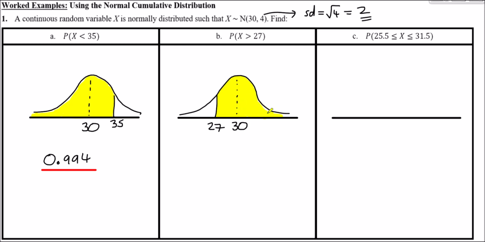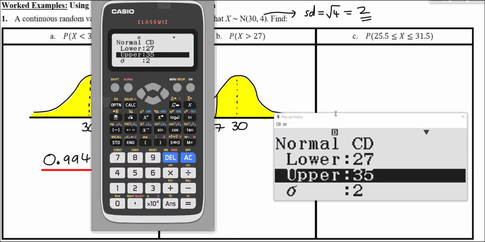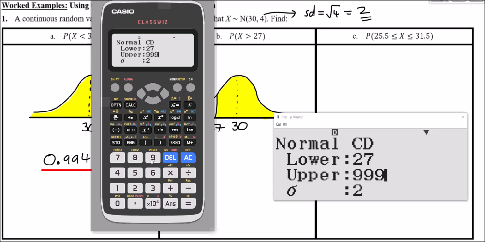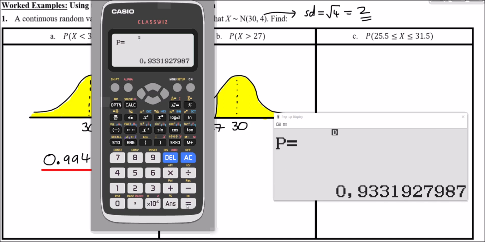So what I'm going to do now is get the calculator, of course. Now this time, I've got a lower bound of 27, and it's not bounded at the upper end. So it's from 27 all the way to infinity, really. Now, of course, as you go towards infinity, the probabilities as you go along get so close to 0, they practically are 0. So just pick a massive value for your upper. I'm going to go for 99999. The parameters are unchanged because it's still 30 for the mean, standard deviation of 2. So press equals, and we get 0.933.